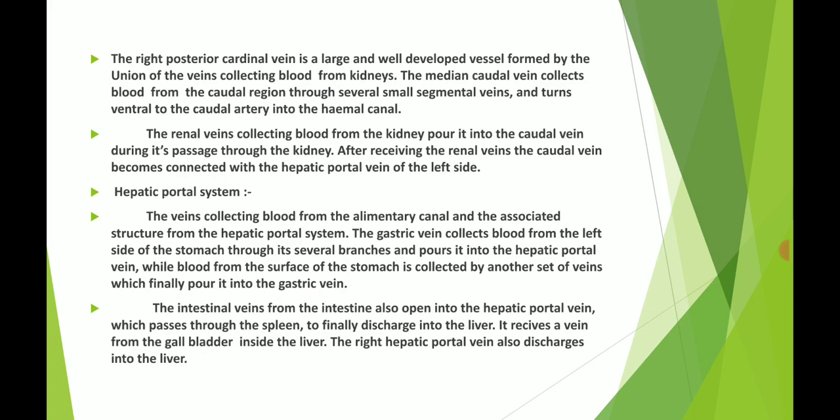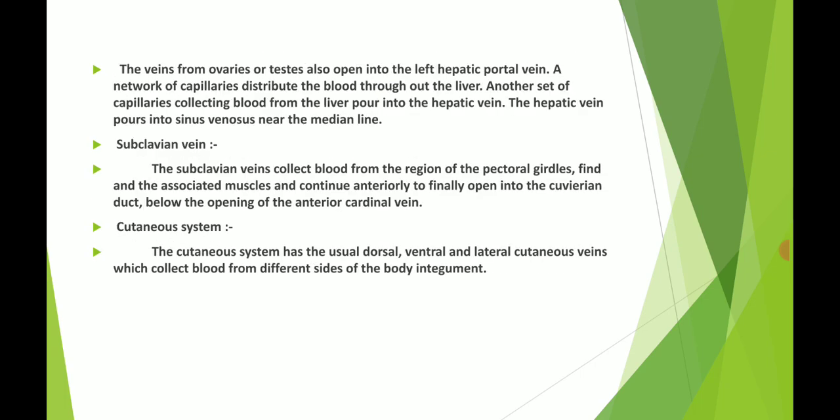It receives a vein from the gallbladder inside the liver. The right hepatic portal vein also discharges into the liver. These receive their blood from the right hepatic portal vein, which also discharges into the liver. Here, the veins from the ovaries or testes also open into the left hepatic portal vein.